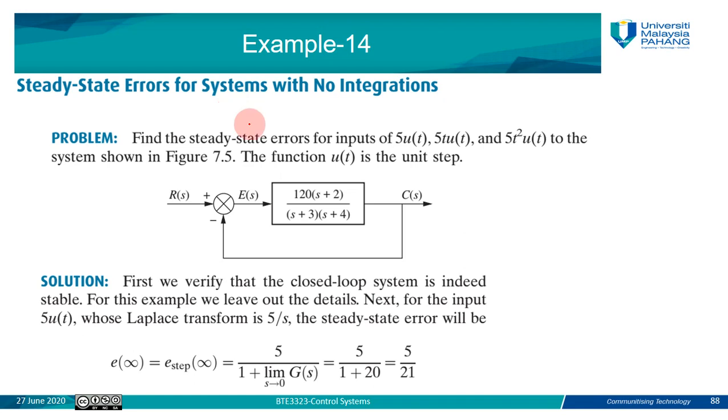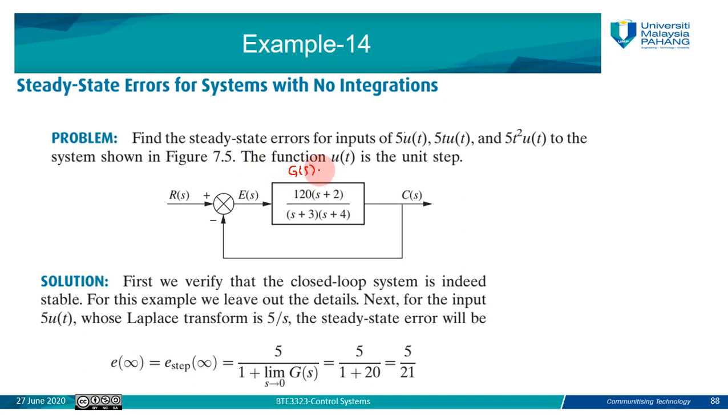Now we are going to take some examples on how to calculate the steady state errors for different types of inputs. In this example, we have three types of input: the step function, the ramp function, and the parabola function. And we have the transfer function, which is G(s) here.